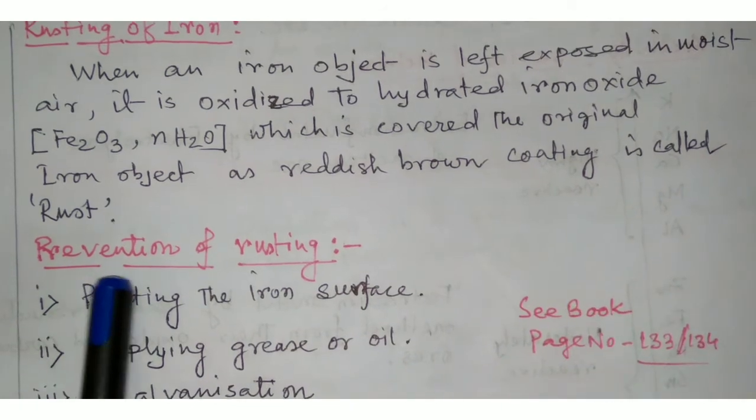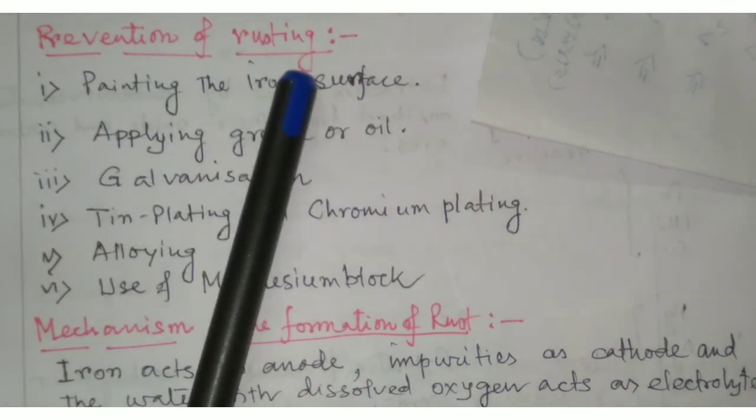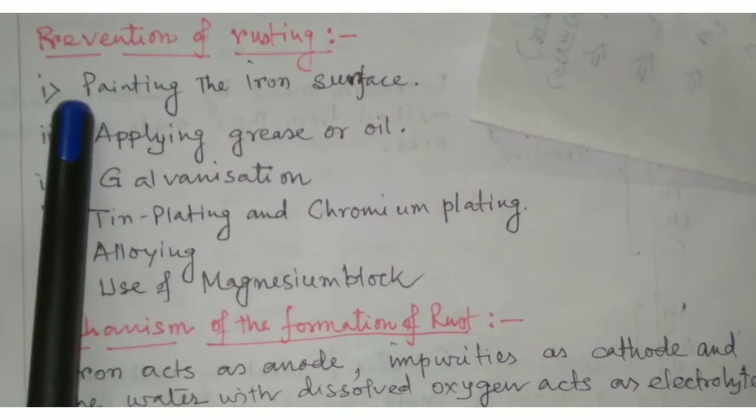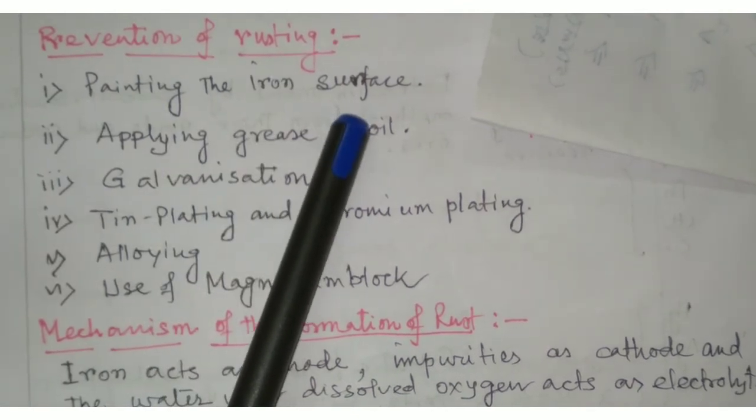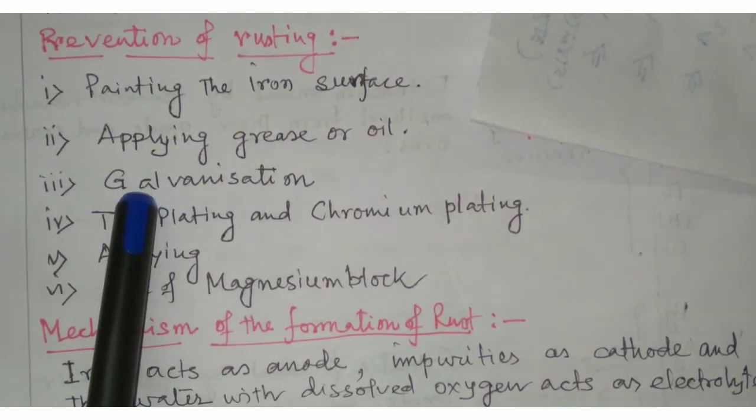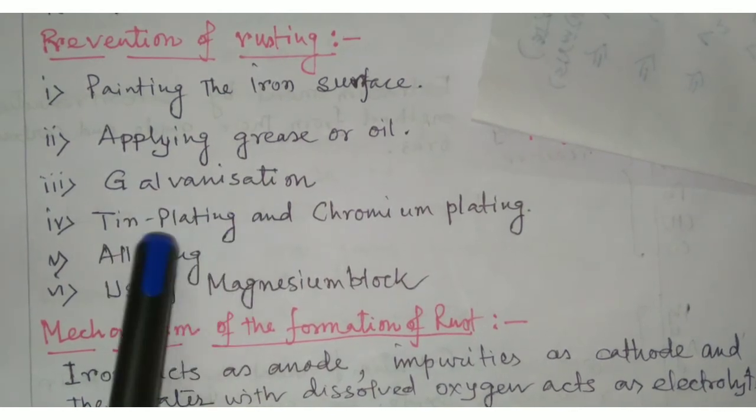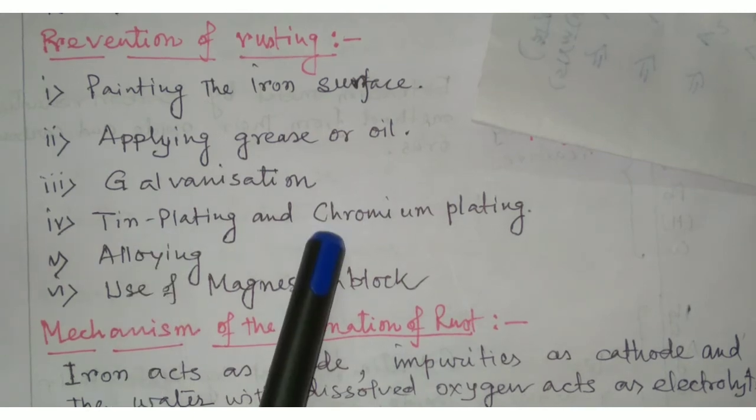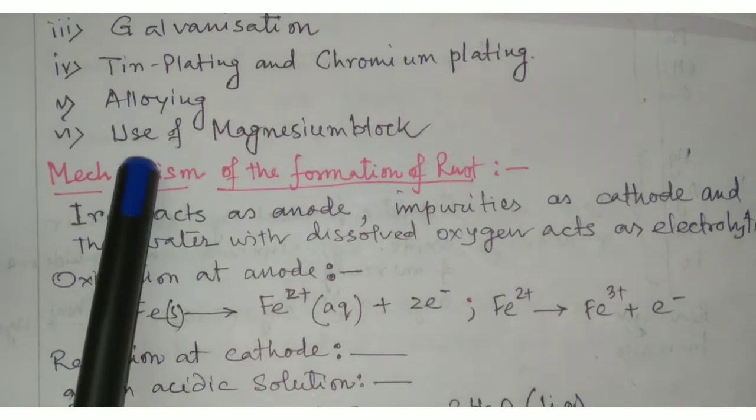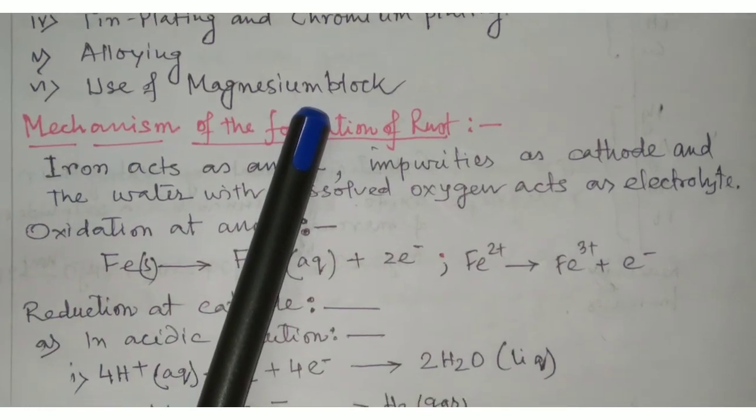Now, prevention of rusting. How can we prevent rusting? Number one, painting the iron surface prevents rusting. Number two, applying grease or oil prevents rusting. Galvanization is a process by which we can prevent rusting. Tin plating and chromium plating are also used to prevent rusting. Alloying the metals prevents rusting. And the last one, use of a magnesium block is also used to prevent rusting.